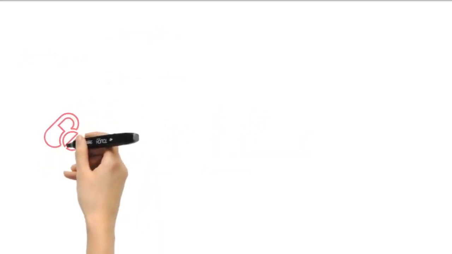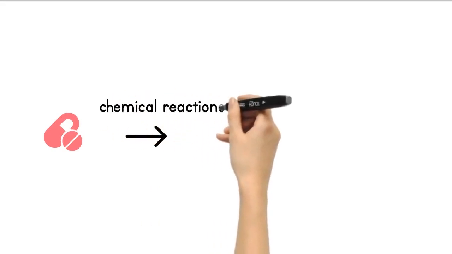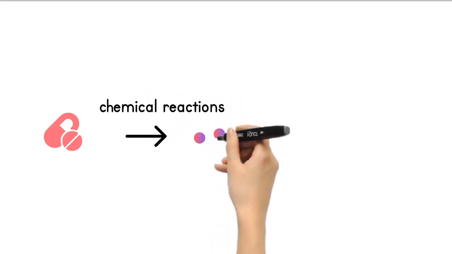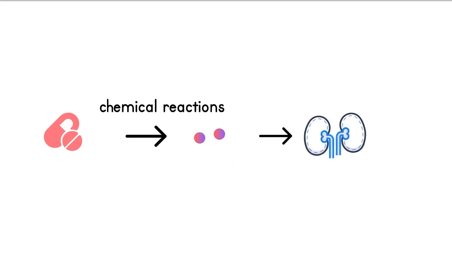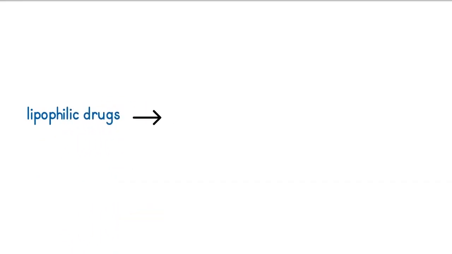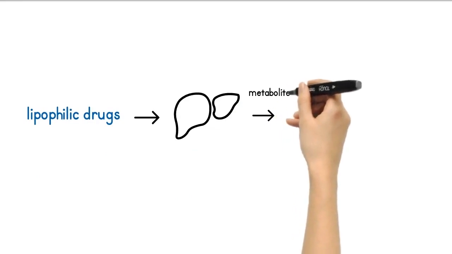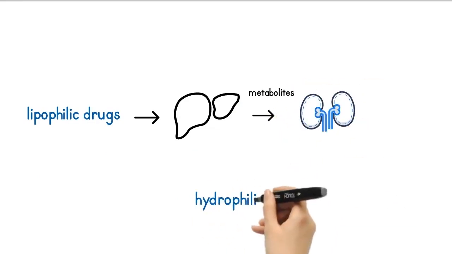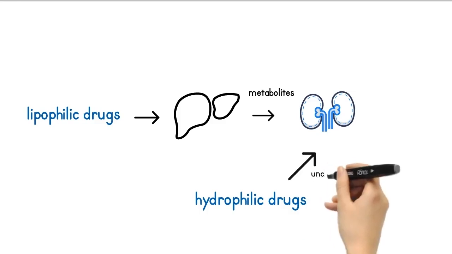Most drugs are chemical substances that are not naturally produced by the body. Chemical reactions occur that can convert these drugs into compounds easier for the body to eliminate. This process is called metabolism. Lipophilic drugs are involved in hepatic metabolism and the metabolites are eliminated via the kidney, while hydrophilic drugs involve minimal hepatic metabolism and are usually eliminated in unchanged form.